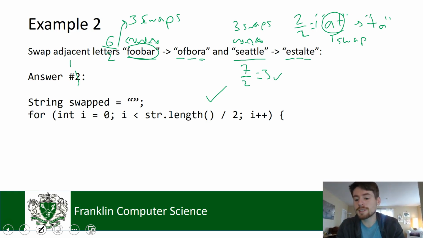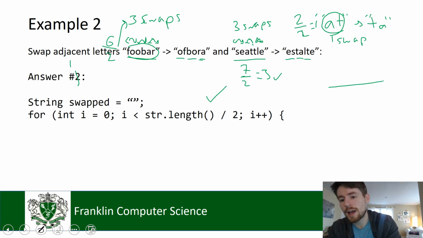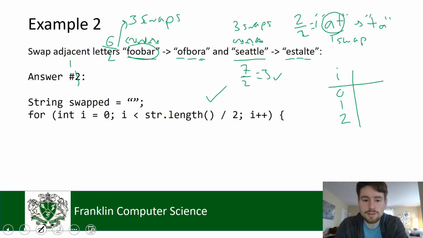Okay, so the next step is to list out what the indexes are that we need to access. And so if we were to, let's make a pattern here. I is starting at 0, 1, and 2. We're looking at just foobar. That's what I is doing. 0, 1, 2. It's going up by 1s each time.